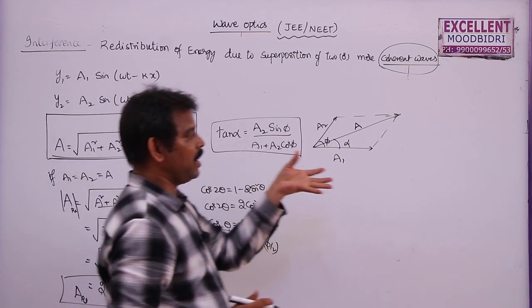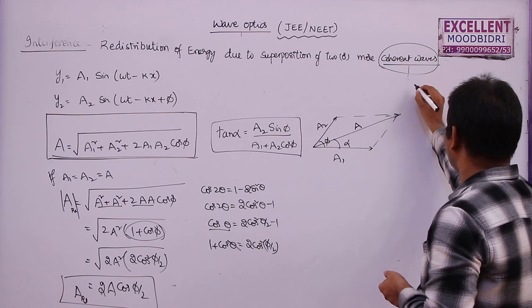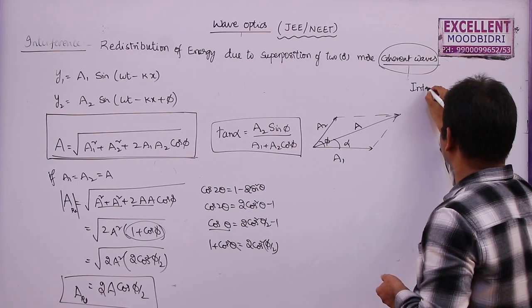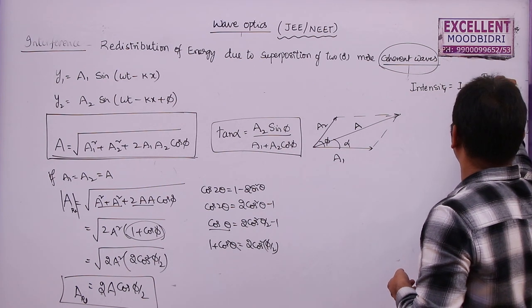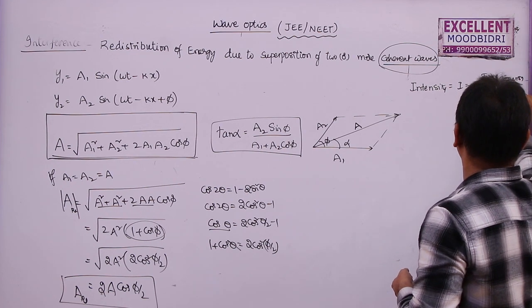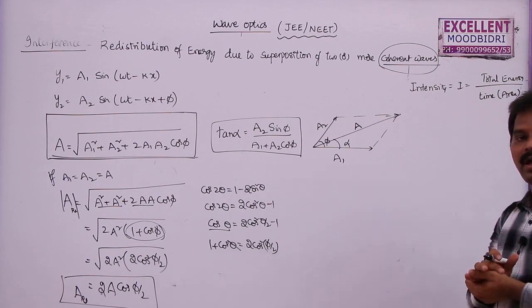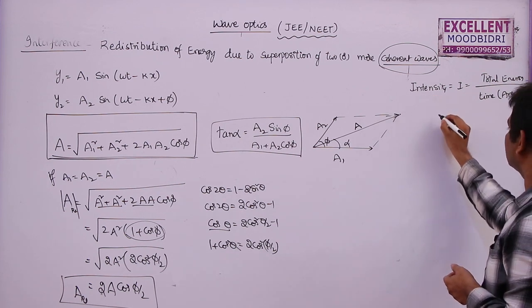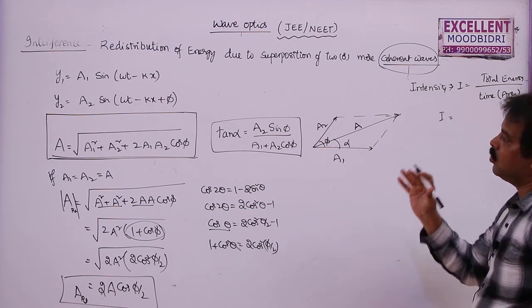But what is the relation between intensity and the amplitude of a wave? The intensity of a wave is nothing but the total energy traveled per total time taken per unit area, that is, the total energy passing through a unit area in unit time. So this is called intensity. So intensity I is equal to, what is the total energy of a wave?